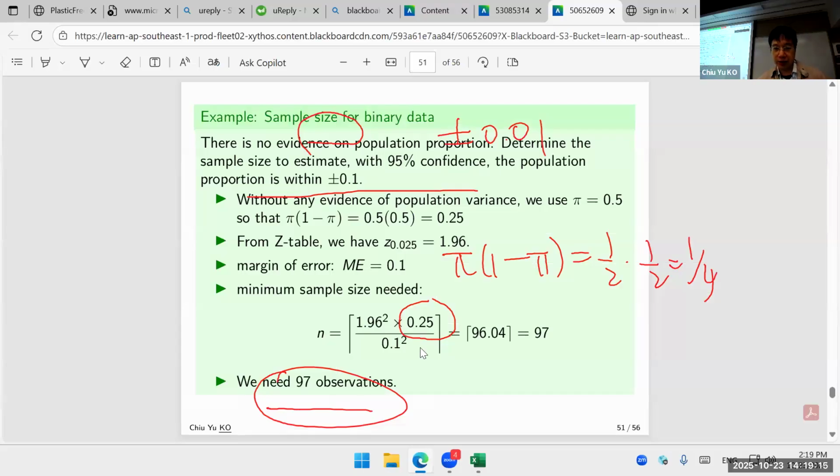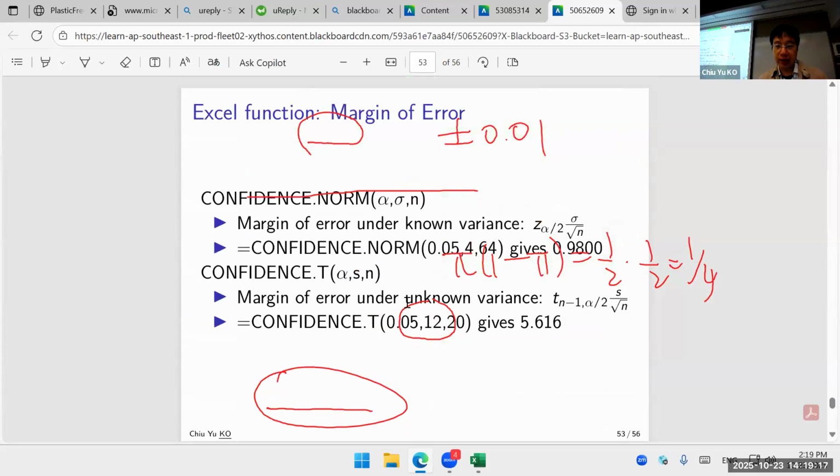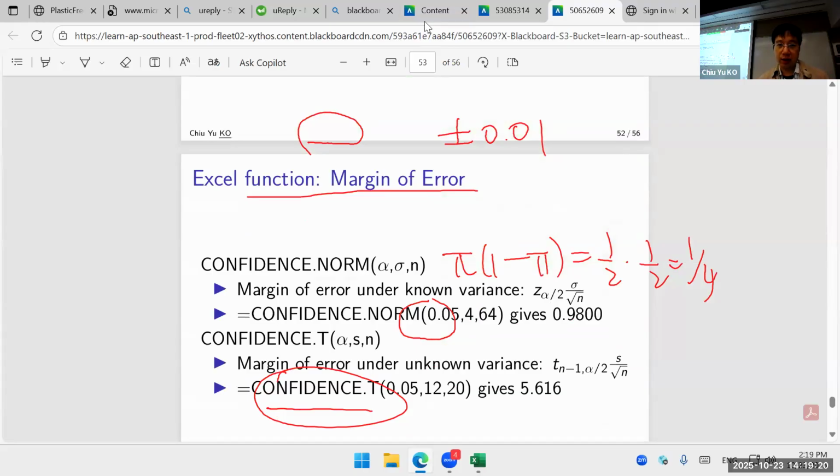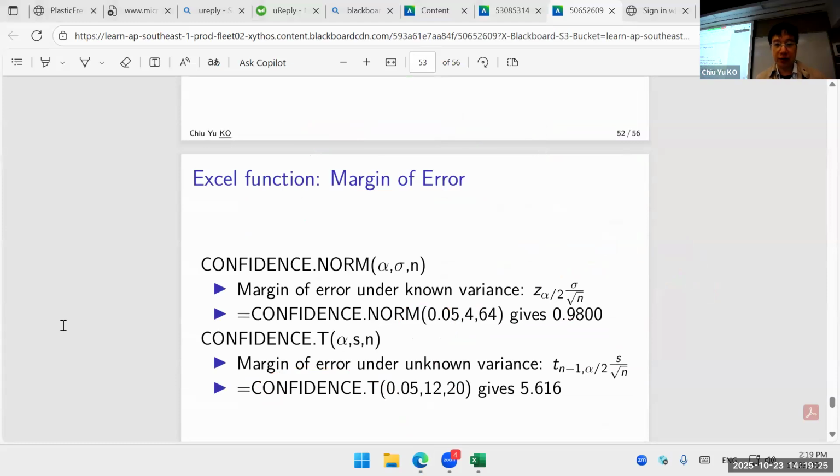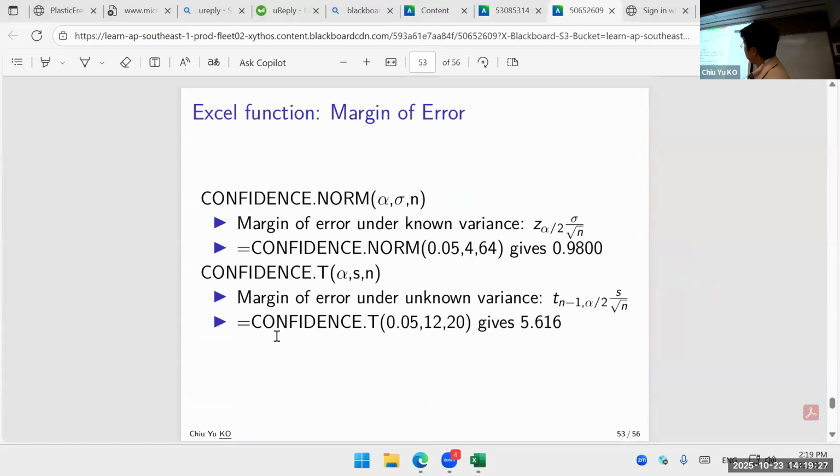So that's pretty much what I want to say for this one. And after the break, I want to end this set of slides by telling you two functions, which I do quickly, will be the confidence knob and confidence key, which directly give you the answer of this one, because this will give you the margin error. You give them what is the alpha, what is the sigma, what's n, will give you this formula. Confidence T will give you this.